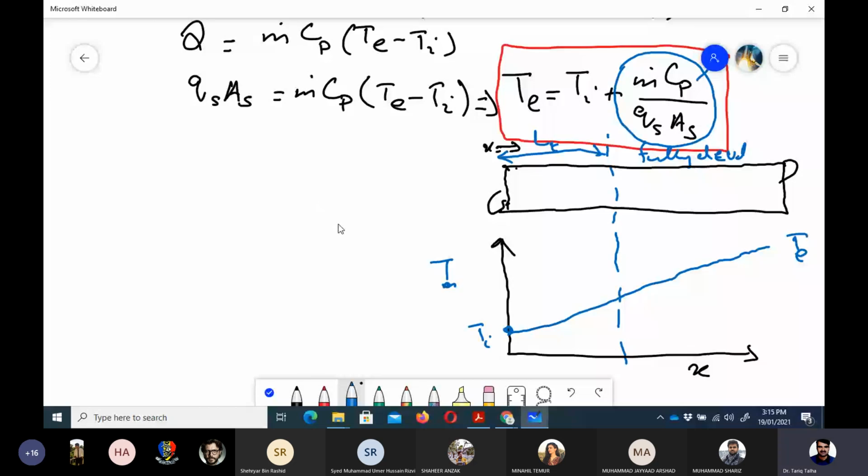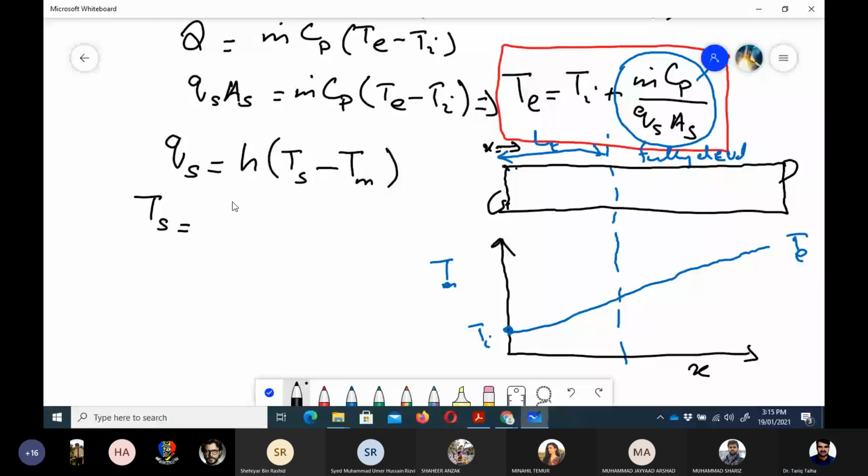First of all, please tell me how can I write Qs here? Qs would be equal to, from Newton's law of cooling, h into Ts minus Tm, right? So Ts would be equal to Tm plus Qs upon h, right? So this is the relation for Ts.